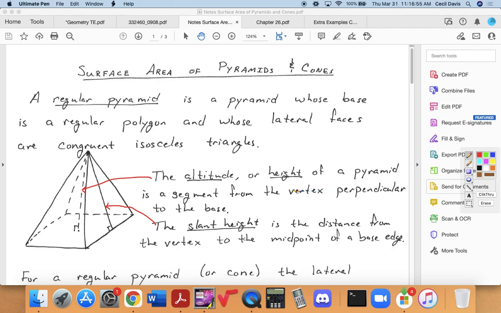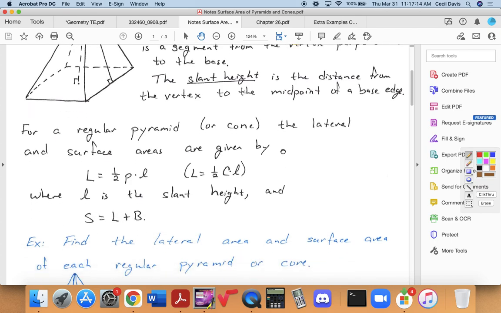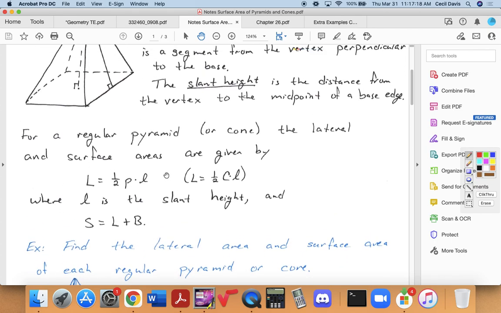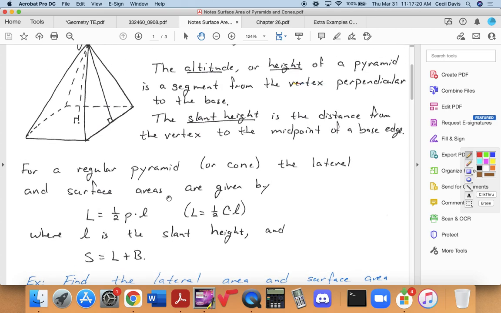If you think about it, if you're at the vertex of the pyramid, what is the shortest distance to the ground? Yeah, perpendicular to the ground. It's not to slide down one of the faces. Okay? All right, so for a regular pyramid or a cone, here are our formulas. The lateral area is 1/2 perimeter times slant height.